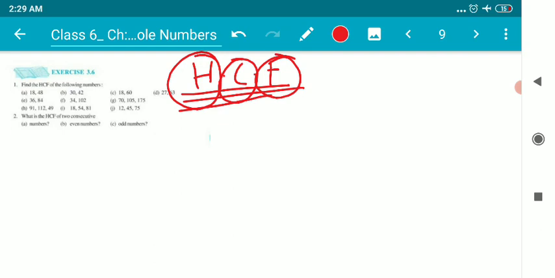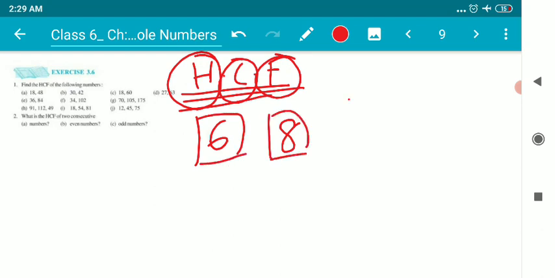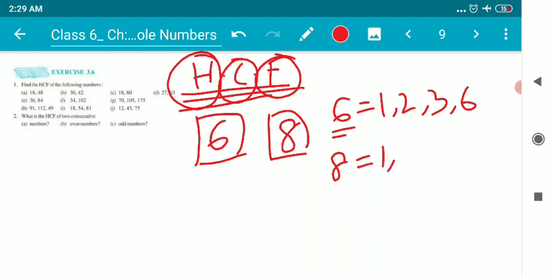Suppose, children, I'm choosing two random numbers. One is 6, other one is 8. 6 and 8, two different numbers. They have individual factors. The factors of 6 are 1, then 2, then 3, then 6 itself. These numbers are the factors of 6. Suppose the factors of 8. What are the factors of 8? 1, 2, then 4, then 8 itself.